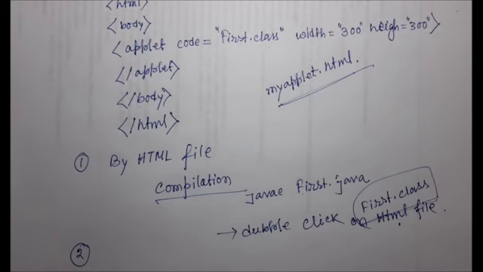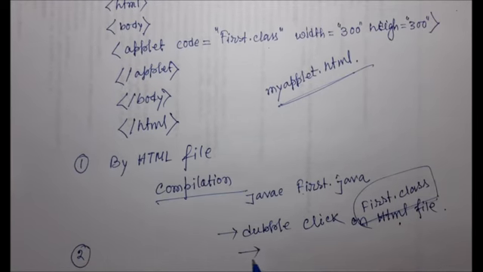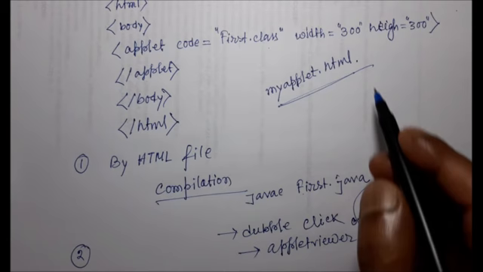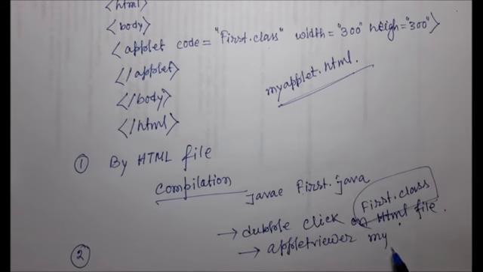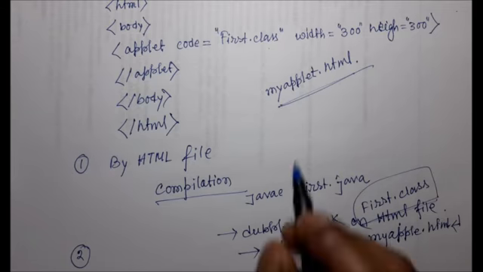And we can do it another way. Even if I do not want to double click on the HTML file as in the first procedure, I can just use the appletviewer, and that will also work. Appletviewer, then my file name is myapplet.html, then click, and it will work.